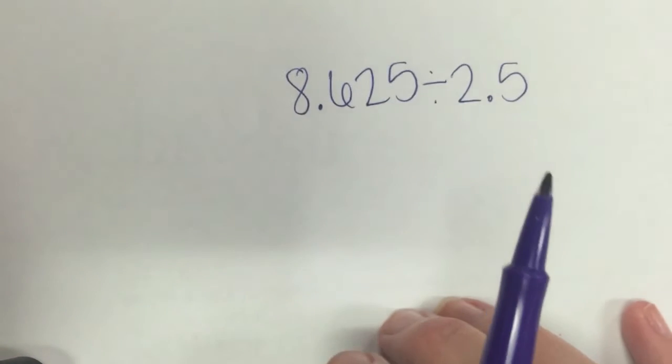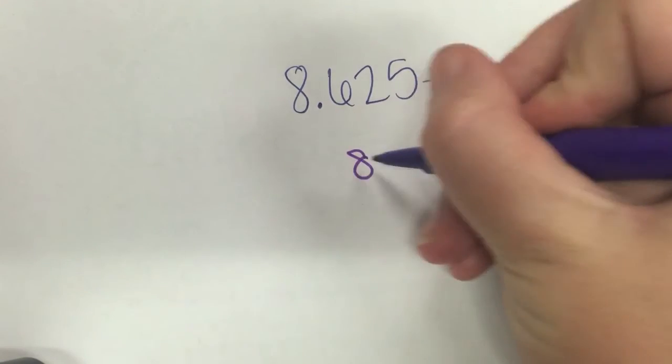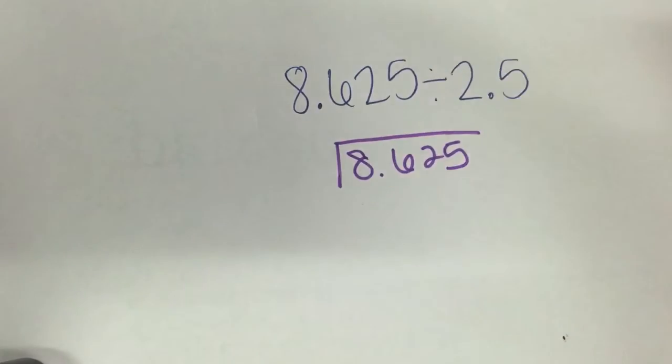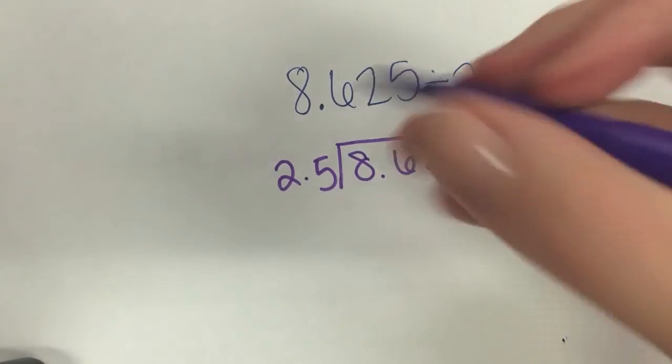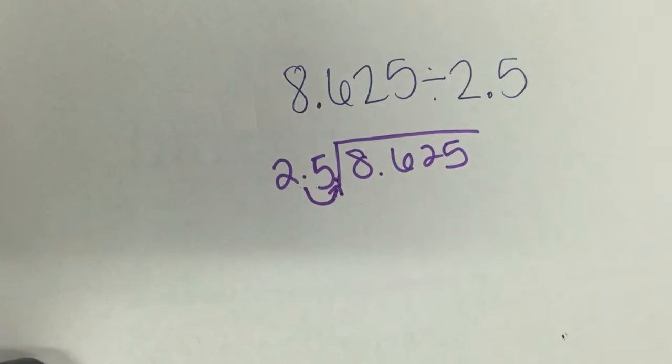So let's look at another one. This one's slightly more complicated. We've got 8.625 divided by 2.5. Top dog in the house. So we put our 8.625 in the house and divided by 2.5. Now I need a whole number on the outside. So I have divider needs to be whole. I bring my decimal over 1 time.